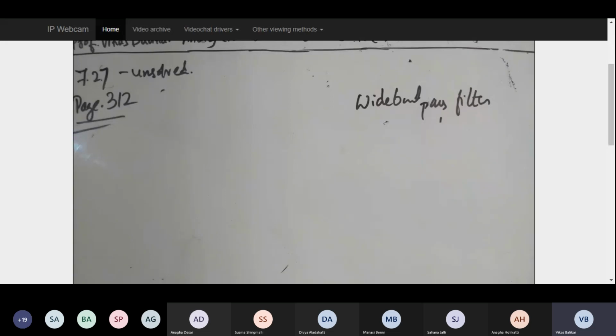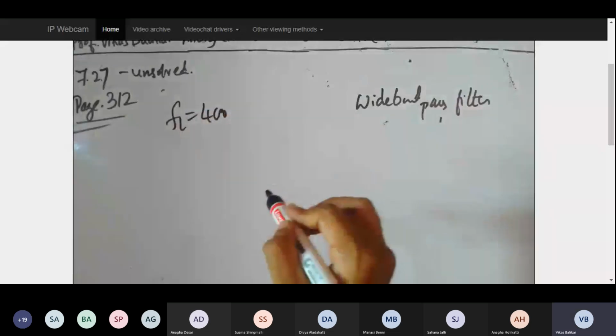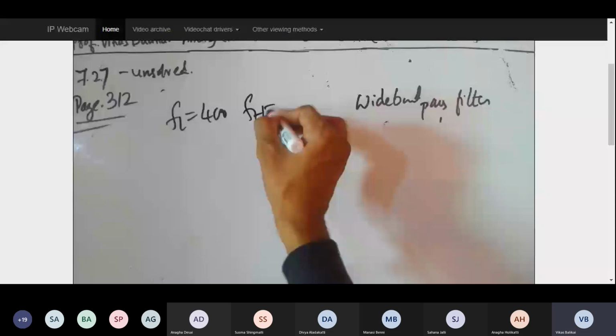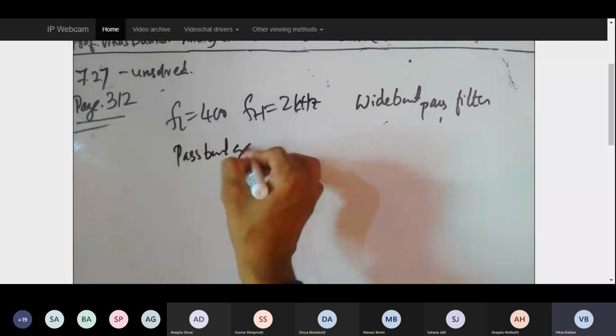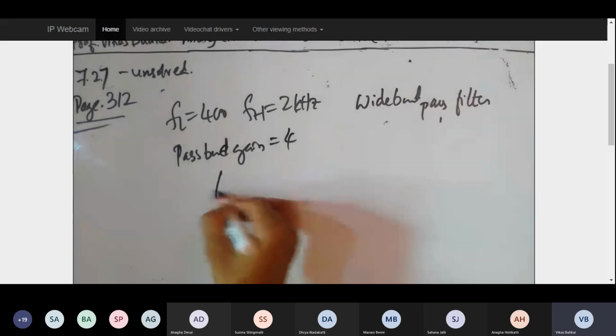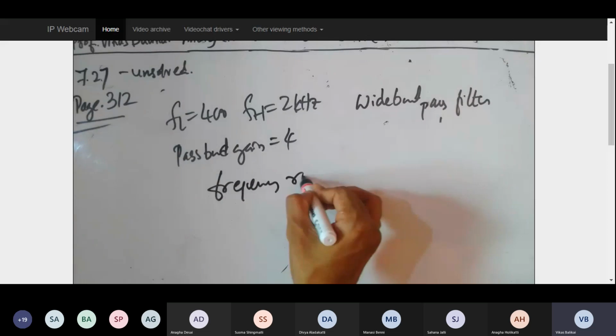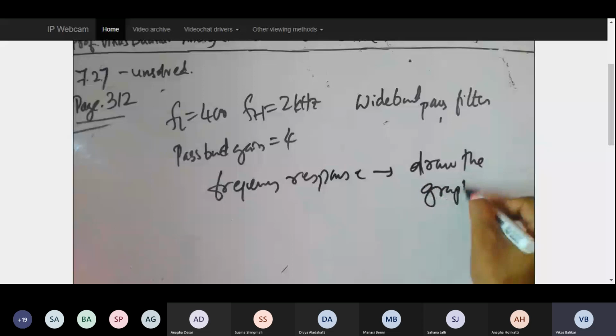So the problem statement is: design a wideband pass filter with FL equal to 400 hertz, FH equal to 2 kilohertz, and passband gain is 4, and draw an appropriate frequency response plot for the filter. The moment it says frequency response, that means you have to draw the graph. Okay, if this is the thing, what are the things that I should be remembering now?